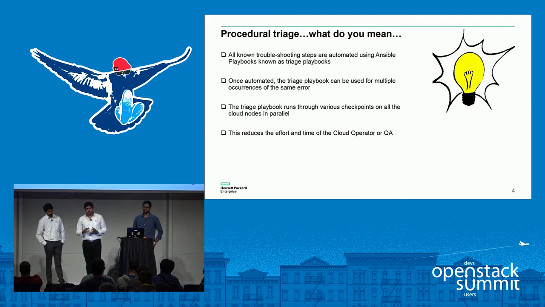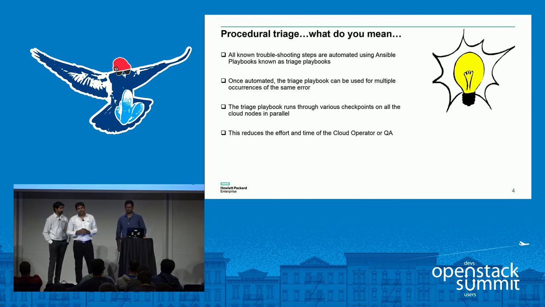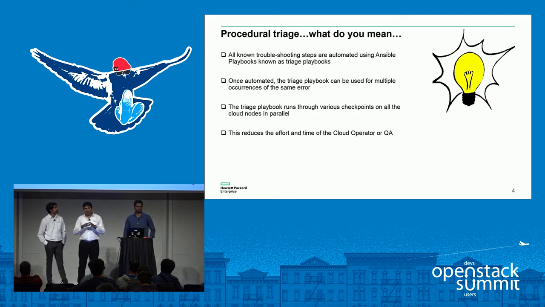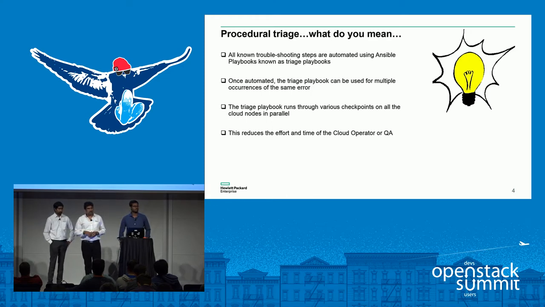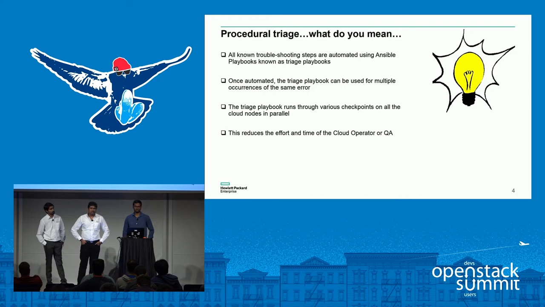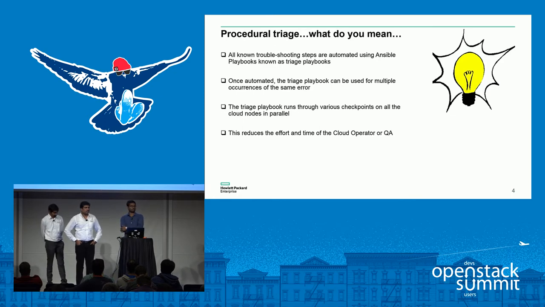Whenever we execute this playbook, it will run in parallel on all these checkpoints. Say my ping is not working, it will immediately go and check my services, DHCP agents, and all these other things in parallel. If we try it manually, we need to go through each and every thing one by one: check the services, then logs, then each individual component. Definitely it's going to eat up our time, and an admin or any sort of engineer using it won't be interested in eating up time. So this would be a better solution.